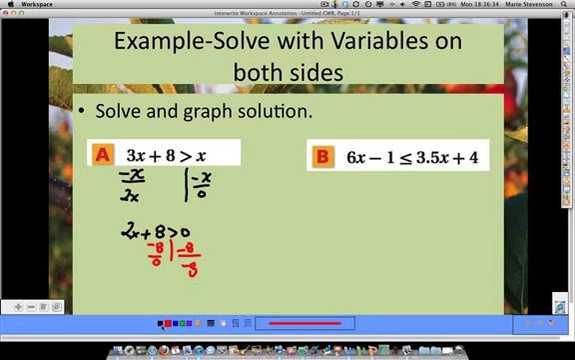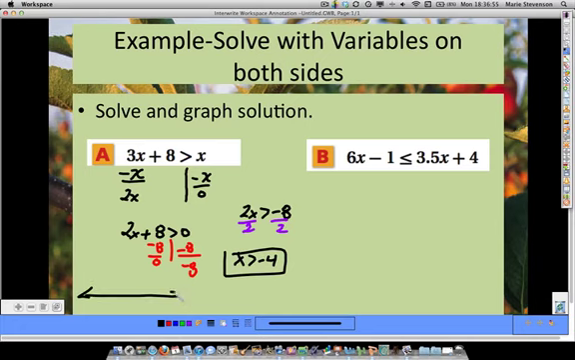So now I get 2x greater than negative 8. So I'm going to divide by 2 on both sides. Now I'm dividing by a positive number here, so I do not have to flip my inequality. So I get x greater than negative 4. Just because I end up with a negative number here doesn't mean I flip the inequality. I divided by a positive, so I do not flip my inequality.